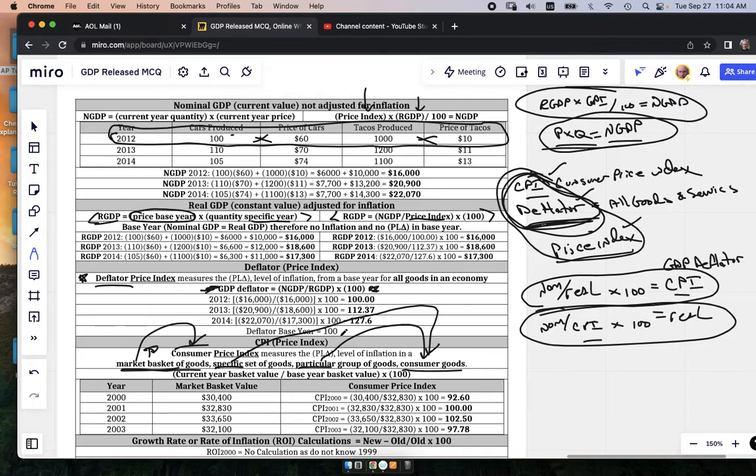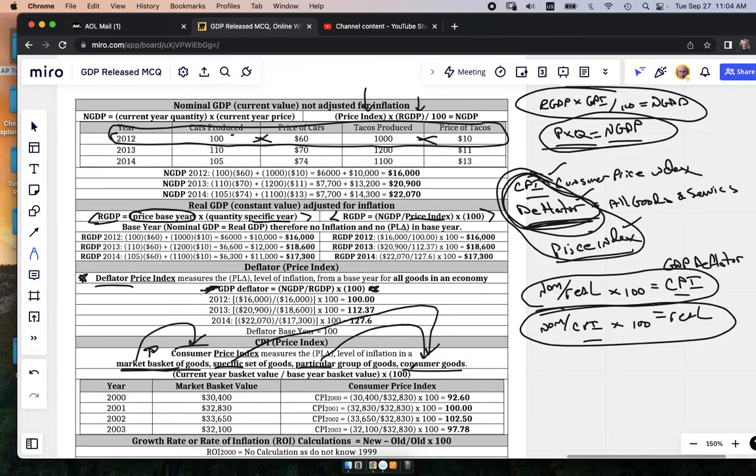It is a little confusing, but you have to say it a few times, write it out, make sure you've got it. And I would always write out market basket, specific, particular, and consumer goods all next to each other so that you know exactly what's going on there.